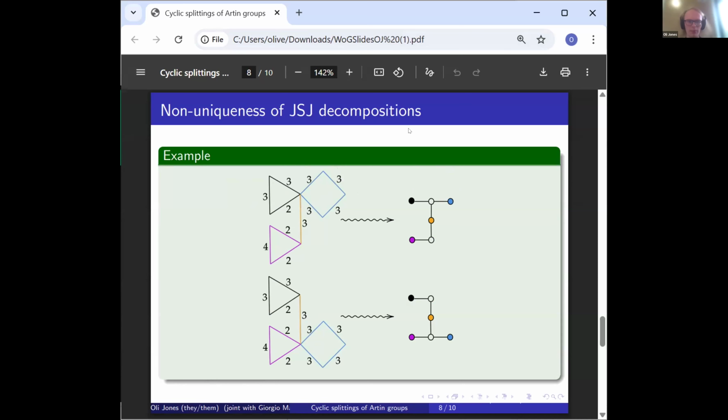They are related to each other, if you have 2 different ones for the same group, in an understood way, but you can't do what you might want to have done and say, okay, I take my 2 Artin groups, I take the JSJs for both of them, and if they're different, then the Artin groups were different. Such an argument can't work because even for isomorphic Artin groups, we can have different JSJs. And so we have to work a bit harder than this, but I think it's a good example to have in mind.